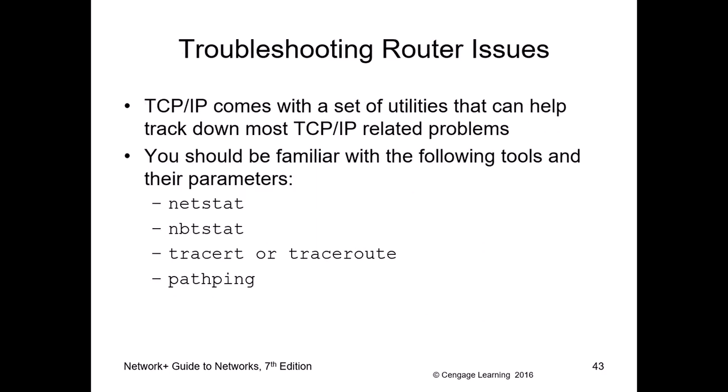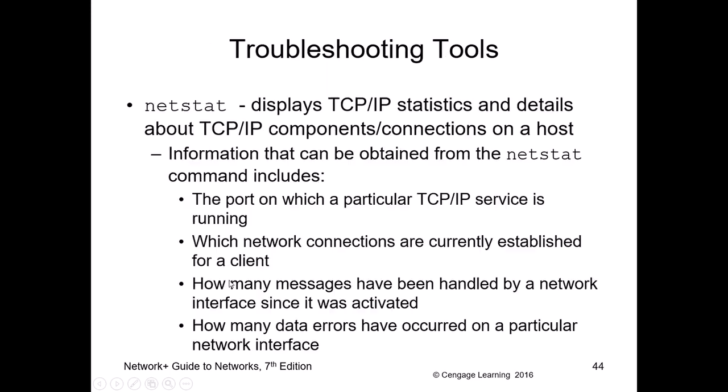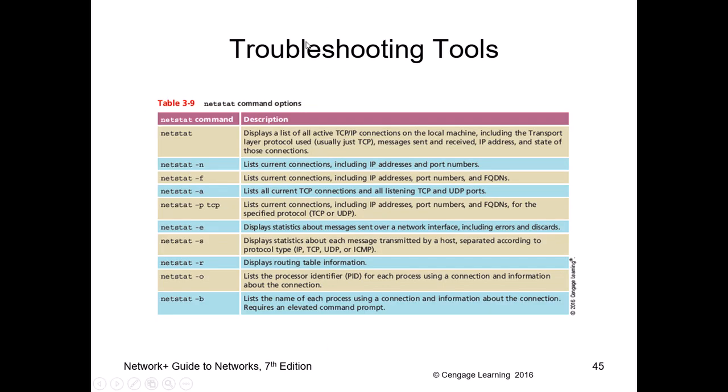All right, now troubleshooting routing issues. I told you at the beginning of the class, in this lecture, that you're going to write a lot. So I want you to write down all of the different troubleshooting utilities and what they do. We're going to look at netstat, nbtstat, tracert and traceroute, and adapter. For netstat, what I want you to do is create this chart. I want you to write netstat and the different parameters and what each one is.